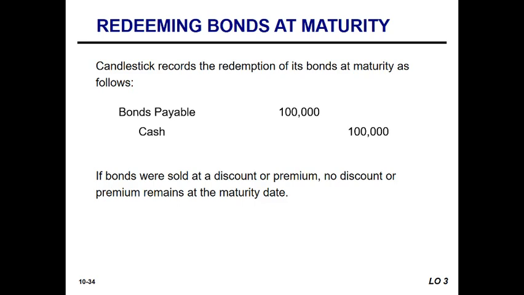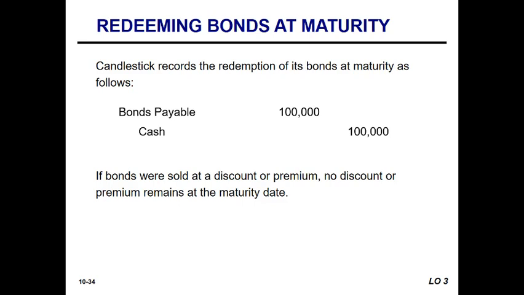for $100,000. Now you're thinking about those discounts and premiums. If they were sold at a discount or a premium through bond amortization, which is not something we'll dig too deeply into at this point in time, there would actually be no discount or premium in those accounts when we reach the maturity date.